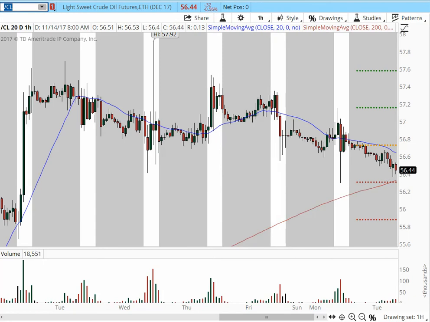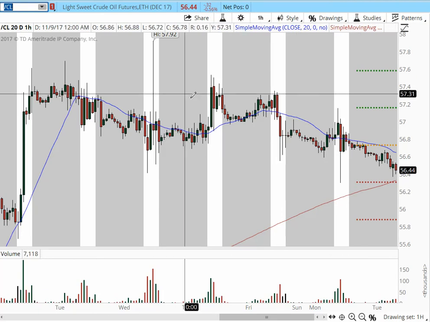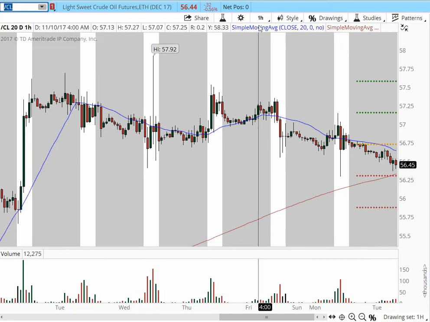From the daily perspective, the next support area that we see is $55.45. So that is the next area that we will be looking at.